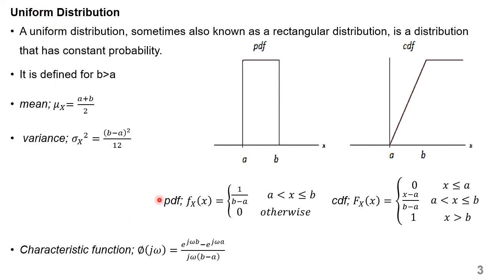Uniform distribution, sometimes also known as rectangular distribution, is a distribution that has constant probability. This is the PDF defined for uniform distribution, and it is defined as fx of x is equal to 1 divided by b minus a, with x varying between a to b. And here you can understand that b should be greater than a. From this PDF, we can calculate the CDF.